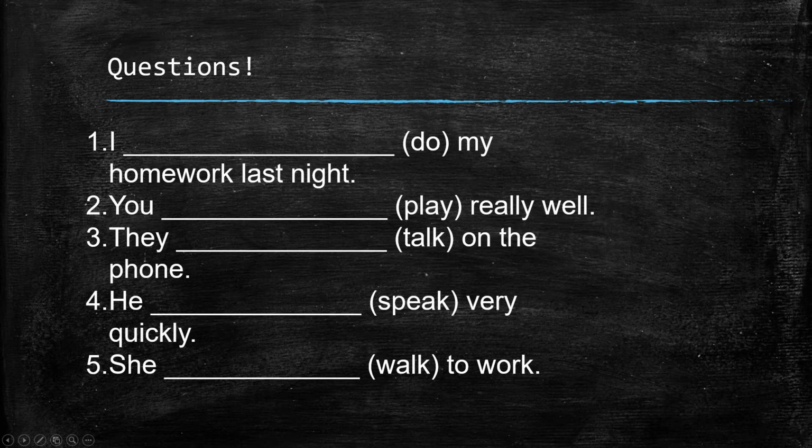Look at number 3, they. So now this is the subject. They, again, is it was or were? That's right, they were talking on the phone.